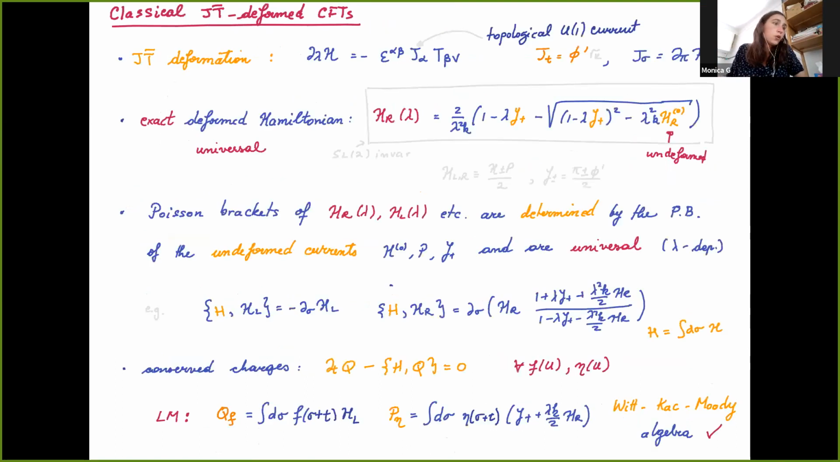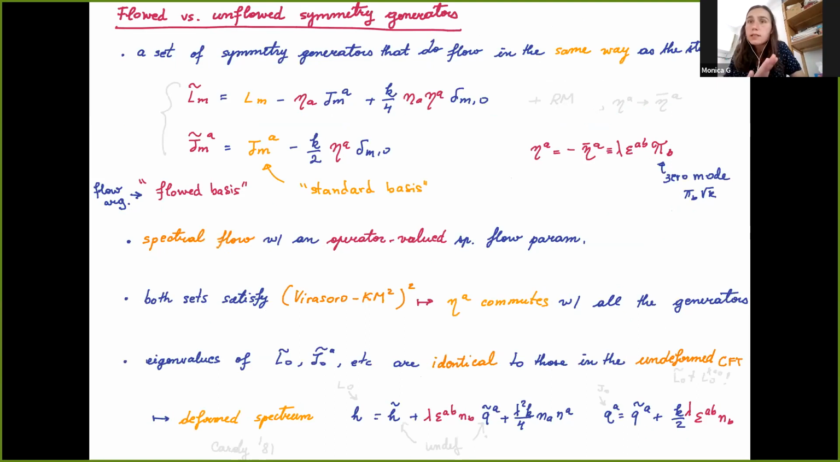Okay, good. So this was the lesson in this trivial example where both sets satisfy Virasoro. We see that the generators that satisfy the nice flow equation are not exactly the standard Virasoro generators. You need this operator dependence.